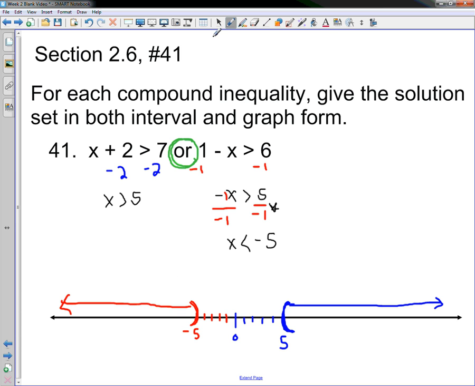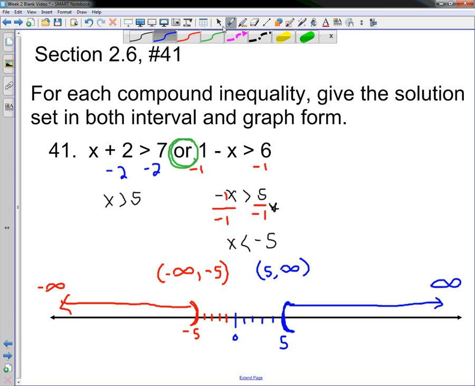So notice that my red one goes left forever to negative infinity. So when I write that in interval notation, I have negative infinity. It comes all the way to negative 5. Notice I'm using a parenthesis. My blue solution starts at 5 and goes all the way to positive infinity. I have a parenthesis. The word or also tells me the notation is considered a union. So you have a little u in between them. And that represents the solution to our compound inequality.